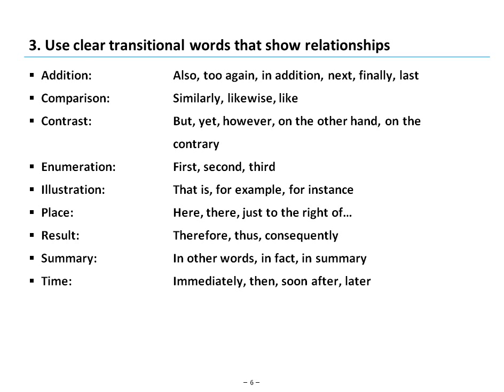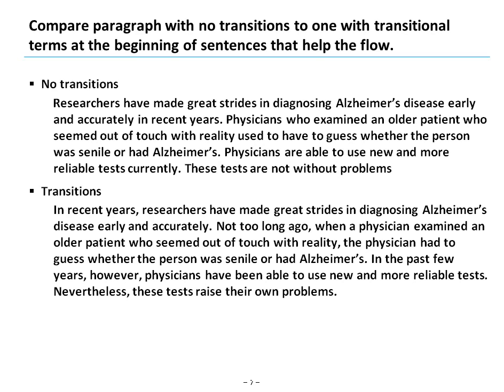Let's look at an example. So let's compare a paragraph with no transitions to one with transitional terms at the beginning of sentences that will help the flow. The no transition paragraph reads, researchers have made great strides in diagnosing Alzheimer's disease early and accurately in recent years. Physicians who examined an older patient who seemed out of touch with reality used to have to guess whether the person was senile or had Alzheimer's. Physicians are able to use new and more reliable tests currently. These tests are not without problems. Now this paragraph lacks transitions, and what are we trying to show? The nature of time, what was occurring in the past, what's happening now, why the current tests have problems.